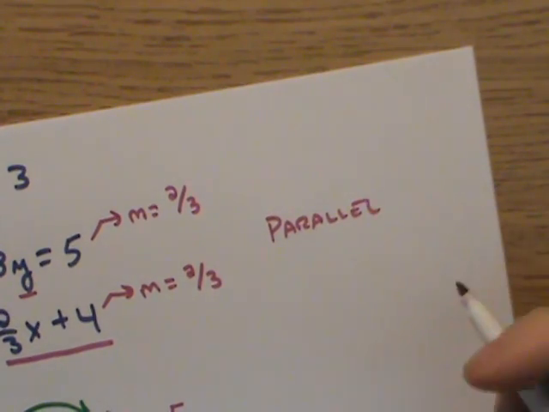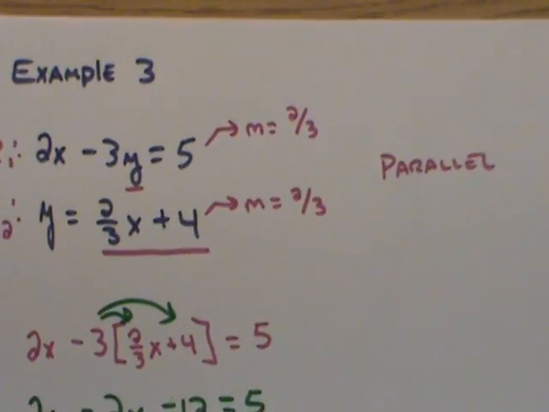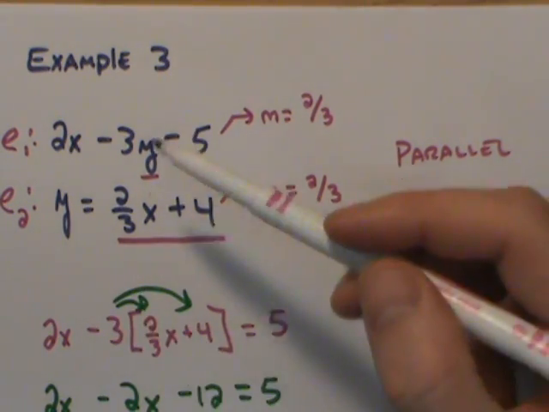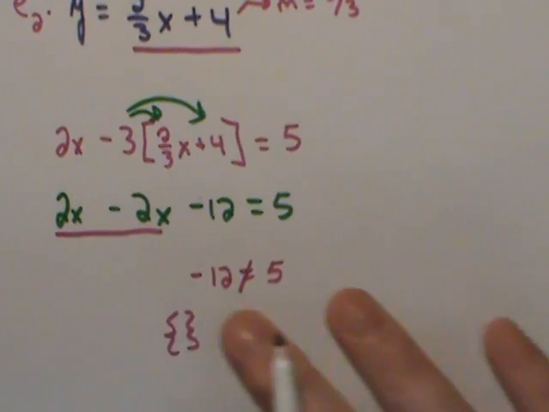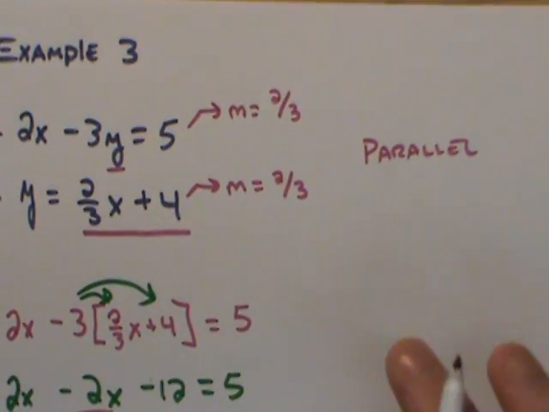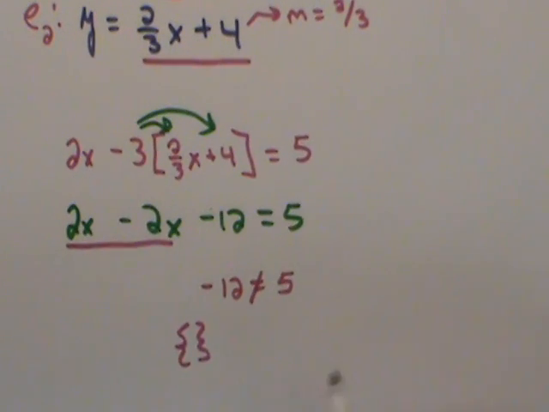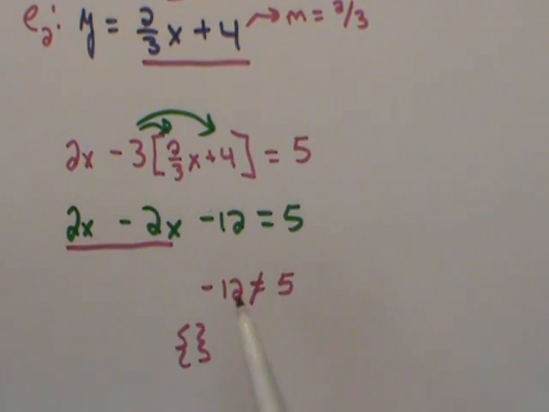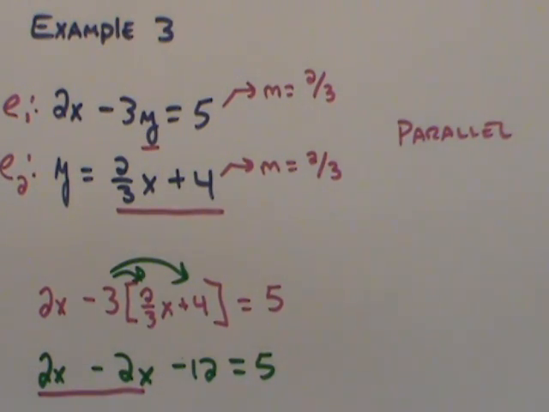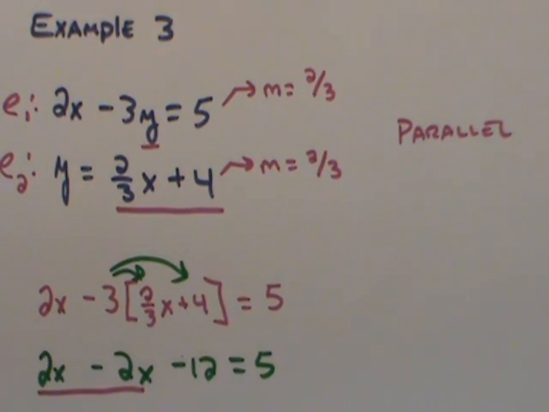You have parallel lines. This is example 3. We isolated a variable, we solved, the x variable dropped out, and we were left with a false statement. False statements mean parallel. If the variable would have dropped out and we would have had a true statement, like negative 12 equaling negative 12, we would say that they were lines that coincide. There were an infinite number of solutions. Example number 3.